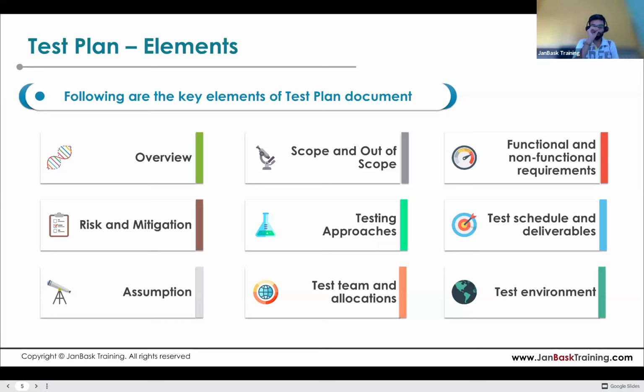So all those things will go into the test plan document, and you need to remember at least, there are 9 points, at least 6 to 7 points out of this, if they ask you what does a test plan document contain. Something like the scope, in scope and out scope, this is a very important point that you need to tell them. The functional and non-functional requirements, this you need to tell them. The test schedule and deliverables, the testing approaches, the test team and allocation, the test environment. So these are the mandatory things that should be there in the test plan document. And if they ask you in the interview, you need to answer them.